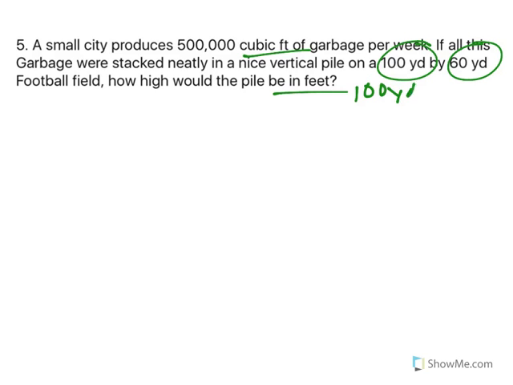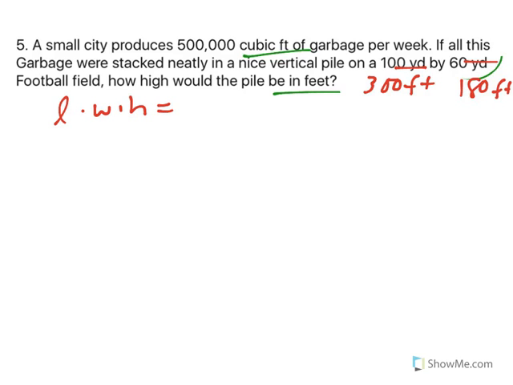So 100 yards, 1 yard is 3 feet. So we're going to multiply by 3. So 100 yards is 300 feet. 60 yards is 180 feet. Okay, so to find out volume, we take length times width times height, and that gives me volume. Well, we have the length, we have the width, height is unknown, and here is the volume.